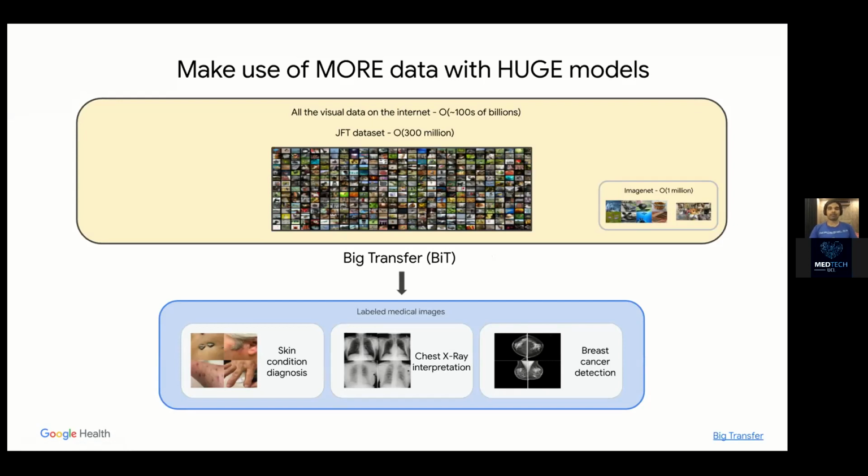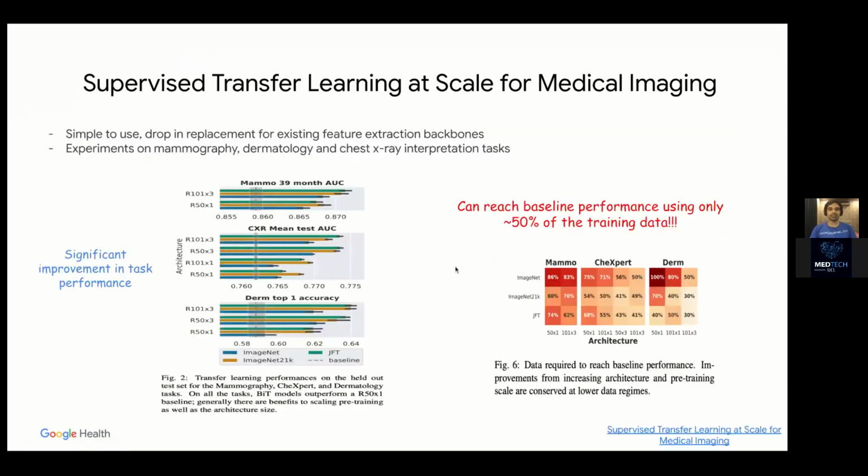But what we ended up finding is that this is also very simple to use. It's basically a drop-in replacement for existing feature extraction backbones that we have. Typically people tend to use these ResNet models. Basically you could take these BiT models that are publicly available on GitHub, drop them in, and then fine-tune on your target task, and you could for free basically get huge improvements.